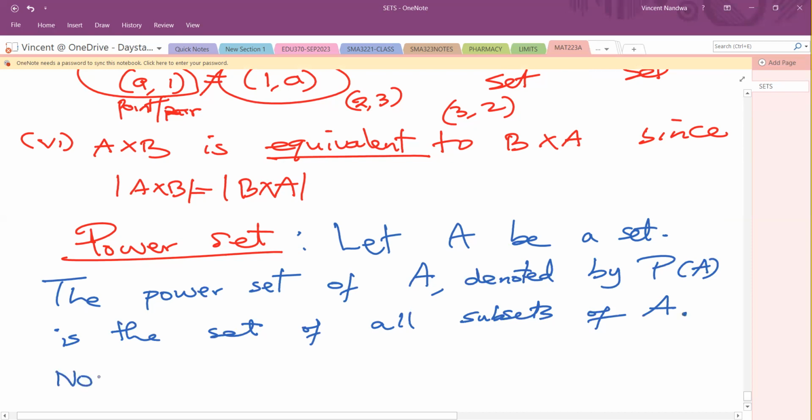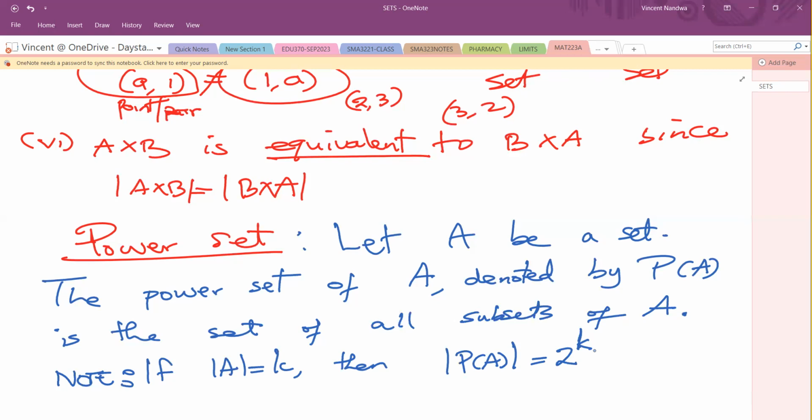And it should be noted that if the cardinality of A is K, then the cardinality of the power set of A is given by 2 raised to power K. It's a very powerful formula that can be used to solve problems involving the power set. So if you know the cardinality of the set, you can always give the cardinality of its power set using the formula 2 raised to power K.